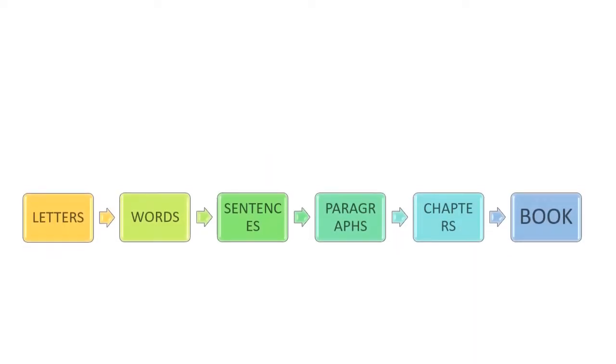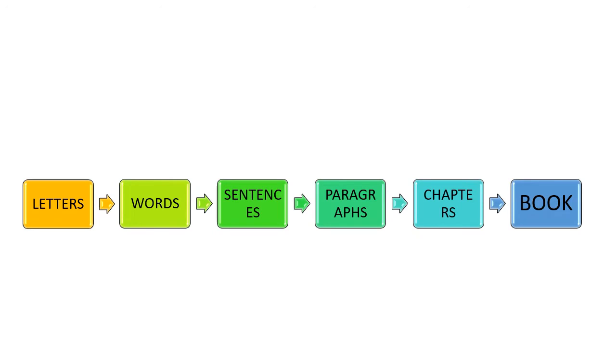Now, to understand the cell, let us look at the flow chart which I have shown here. What do you see here? The first thing that you see is the letters, right? There are various colored boxes, and in the first box there are letters, then words, sentences, paragraphs, chapters, and book. So what do you understand by looking at this? What thought comes to your mind?